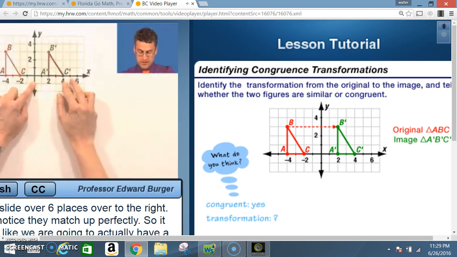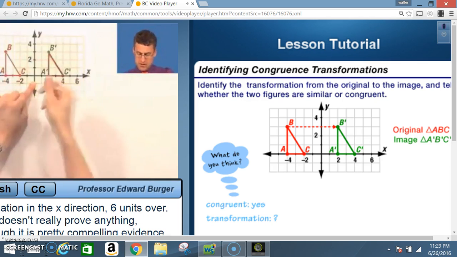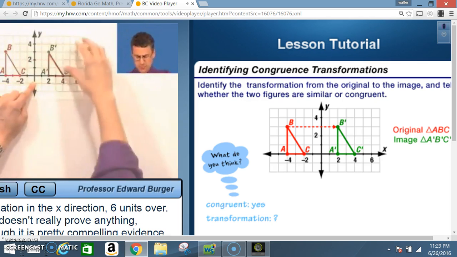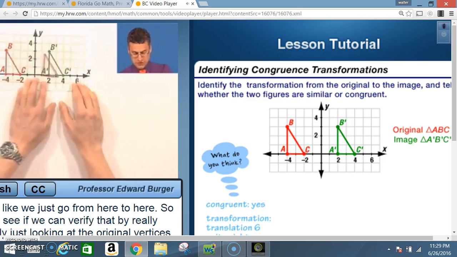And notice they match up perfectly. So it looks like we're going to actually have a translation. We're going to have a translation in the x direction, 6 units over. That doesn't really prove anything, although it's pretty compelling evidence, I got to admit. It looks like we just go from here to here.